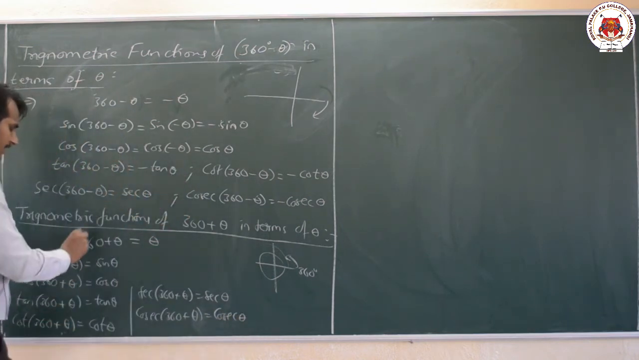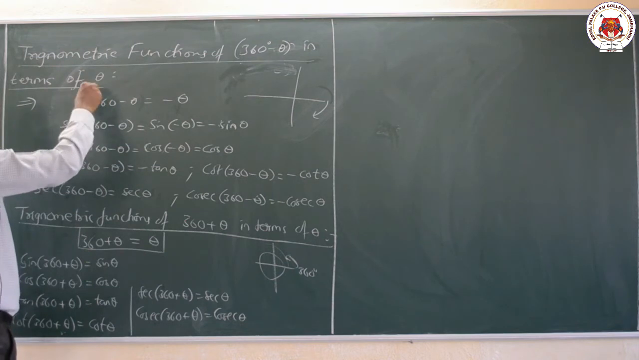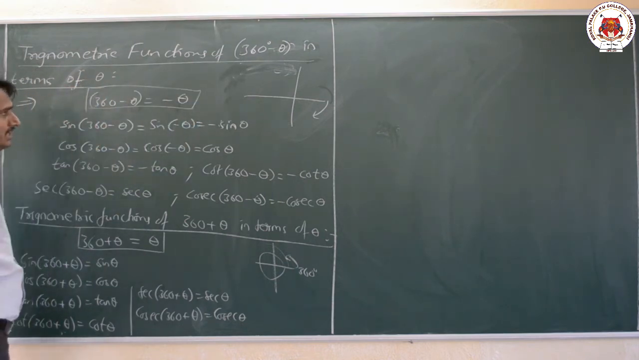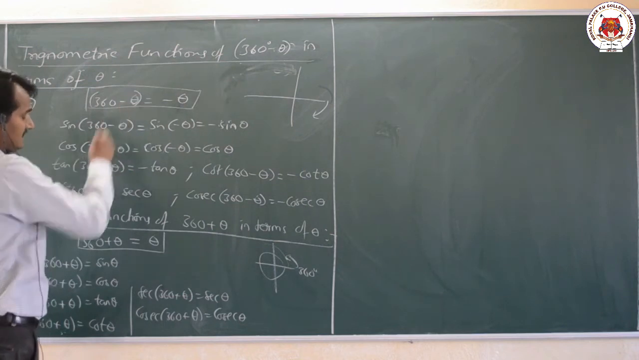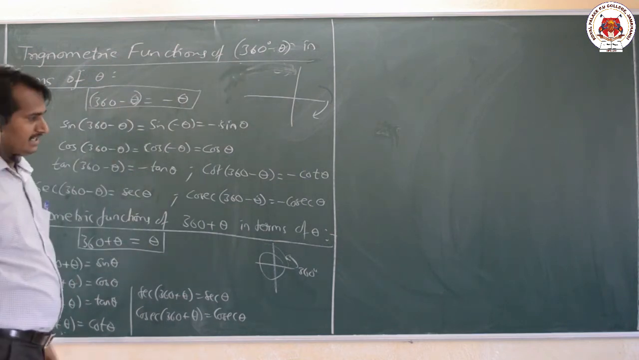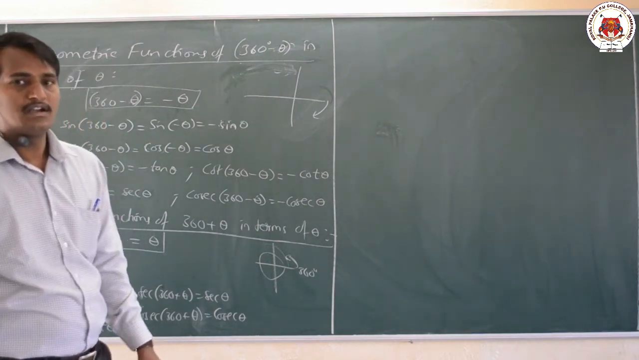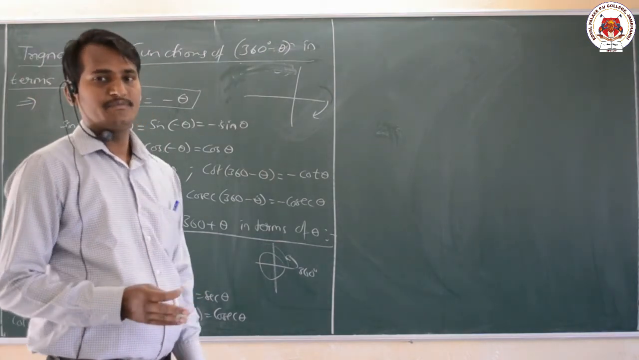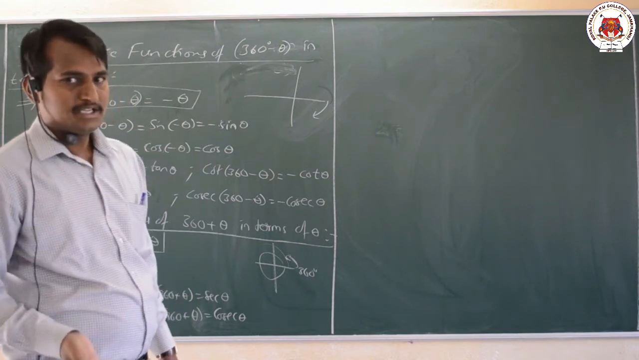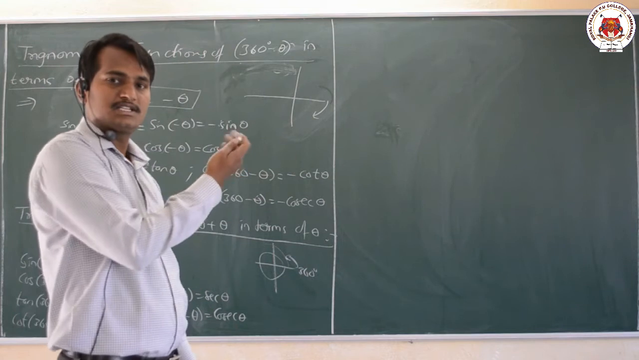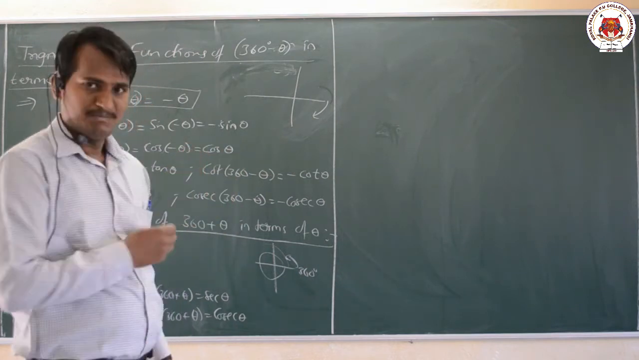That means you require to remember only this particular thing: 360 minus theta value will be minus theta, as well as 360 plus theta value will be theta. Okay, dear students, in this particular session what we had learnt is 180 plus theta, 180 minus theta. Then we had learnt about 270 plus theta, minus theta, 360 minus theta, as well as 360 plus theta.